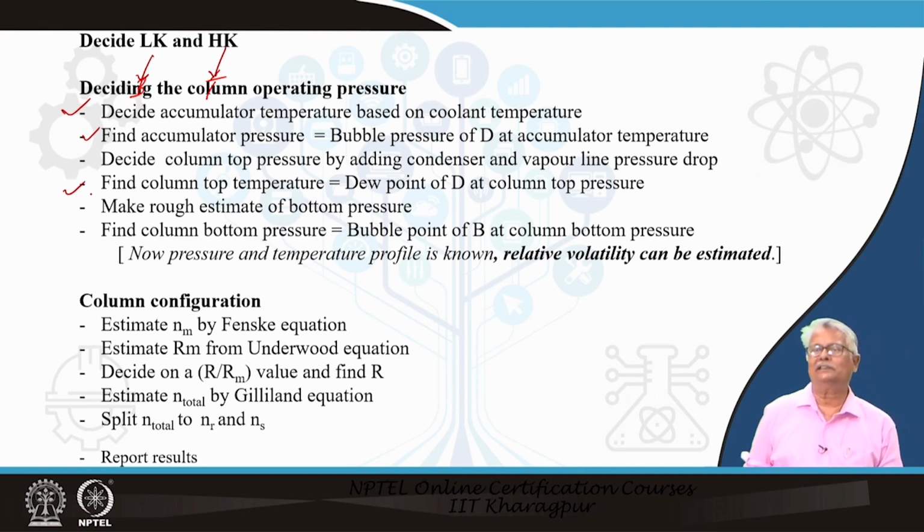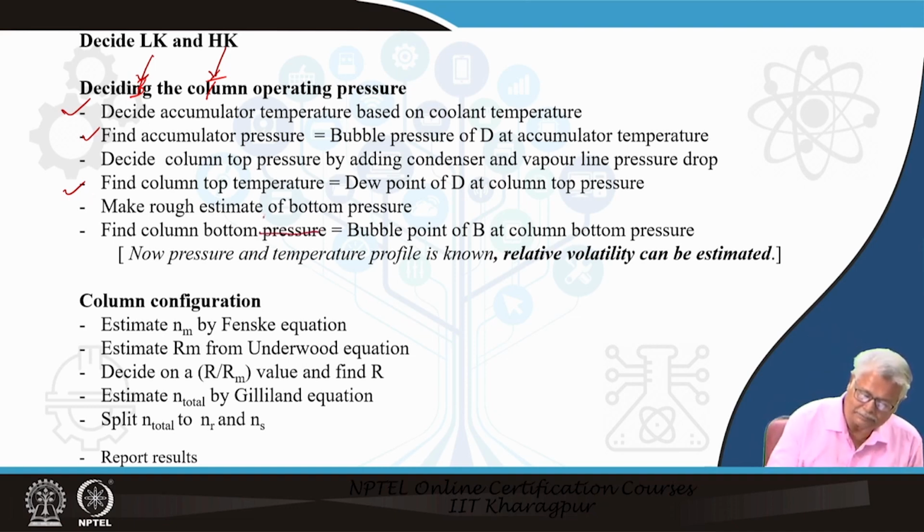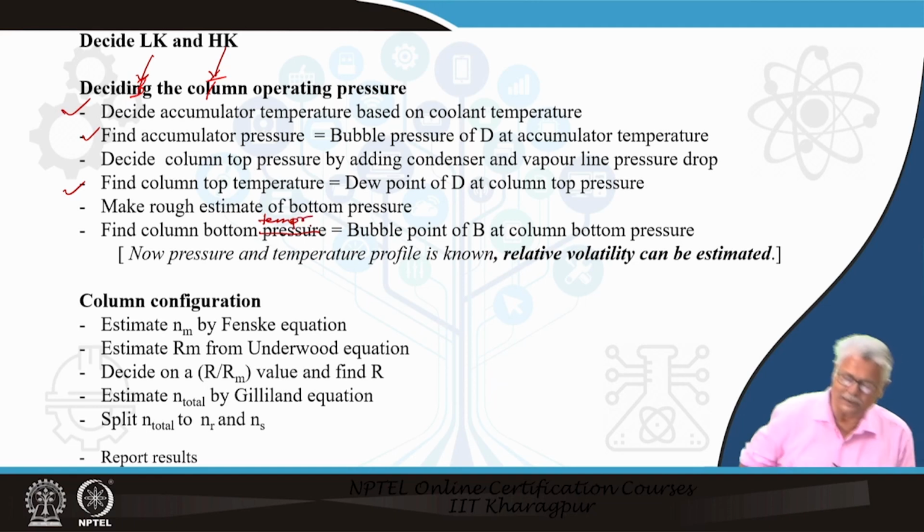We need to have initially a rough estimate of the column bottom pressure now. Suppose we expect around 18 to 20 trays in this type of separation. We consider roughly about 50 millimeter of water column per tray drop, add this drop to the column top pressure, and we have an estimate of the column bottom pressure itself. Now, the column bottom temperature is basically the bubble point temperature of B at the column bottom pressure.